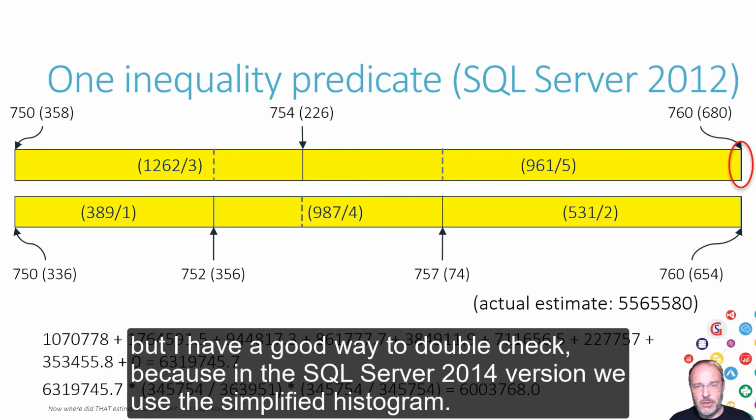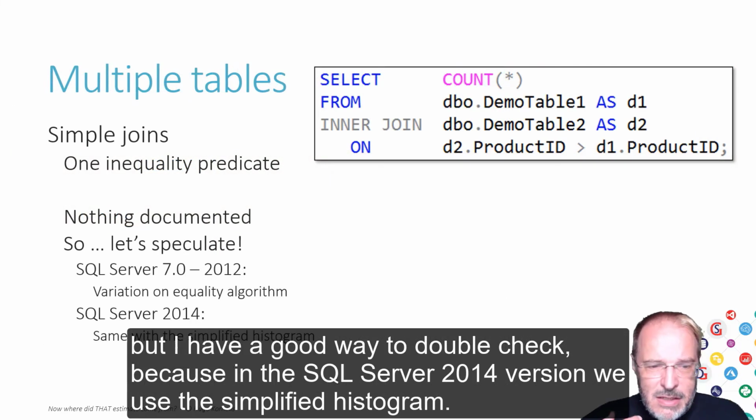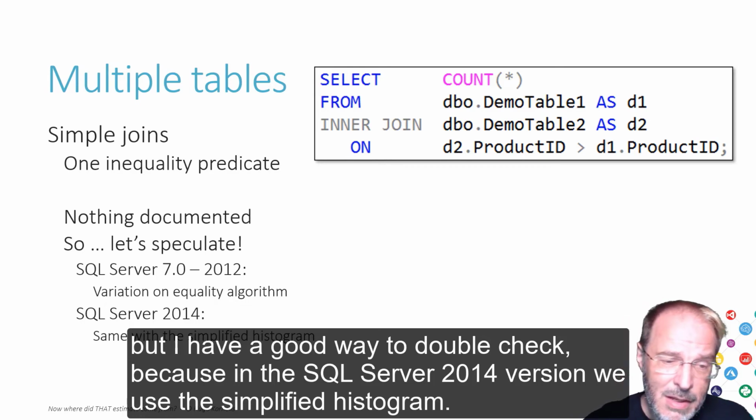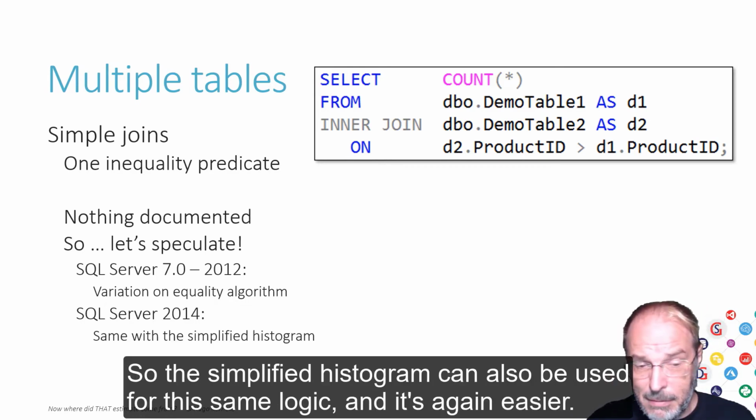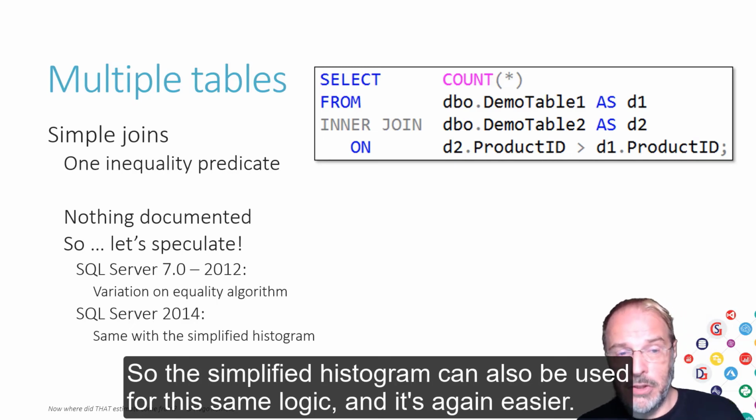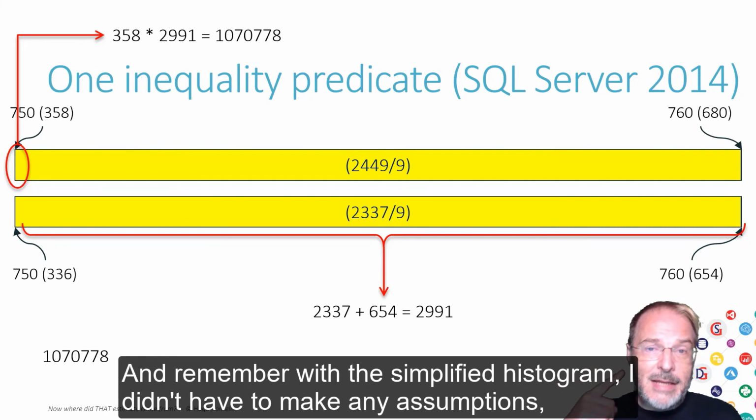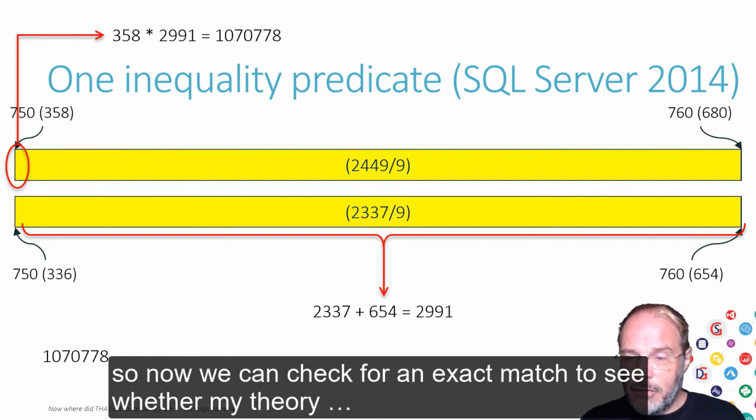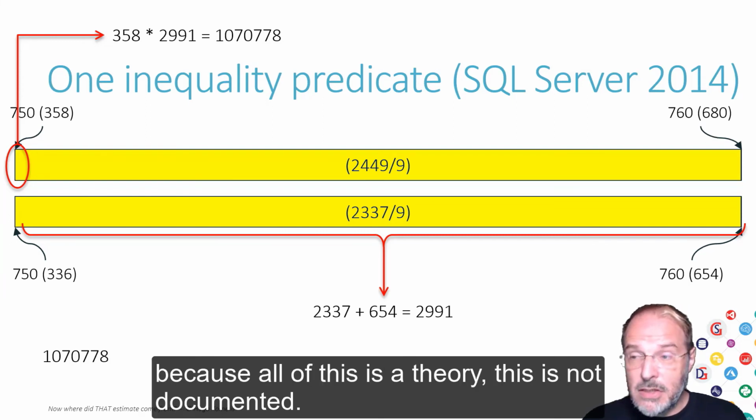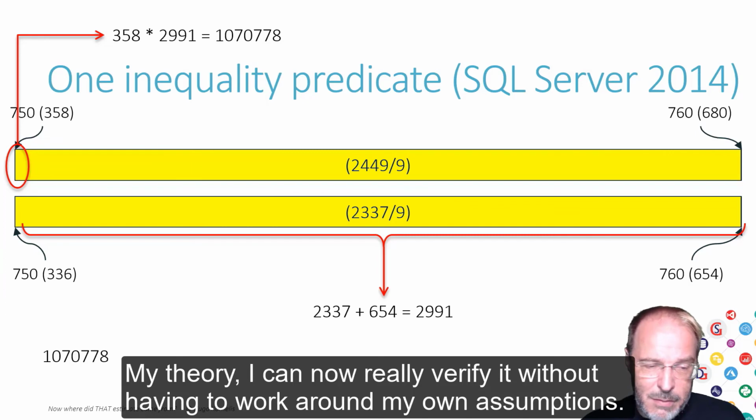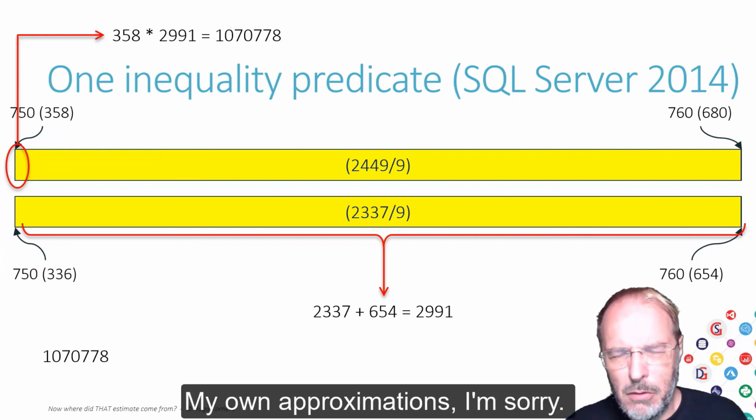But I have a good way to double check because in the SQL Server 2014 version, we used the simplified histogram. So the simplified histogram can also be used for this same logic and it's again easier. And remember, with the simplified histogram, I didn't have to make any assumptions. So now we can check for an exact match to see whether my theory, because all of this is a theory, this is not documented. My theory, I can now really verify it without having to work around my own assumptions, my own approximations.